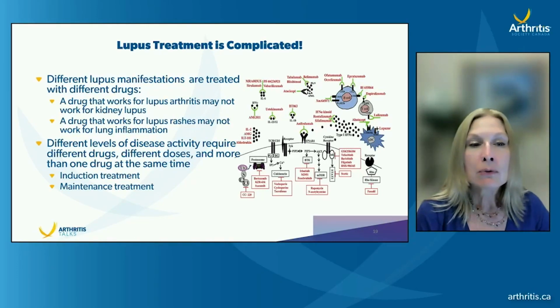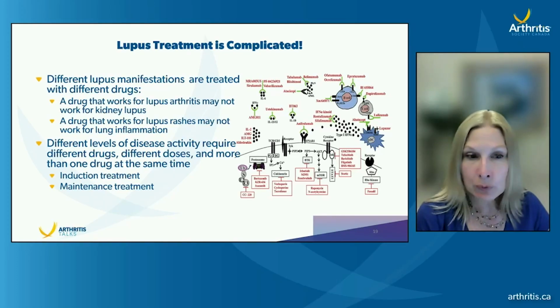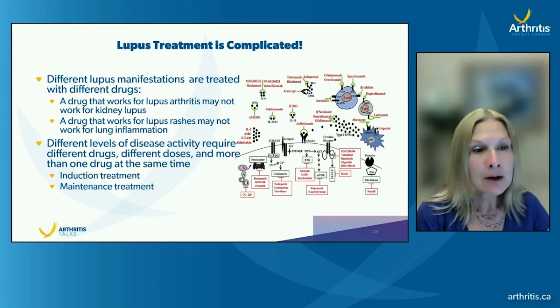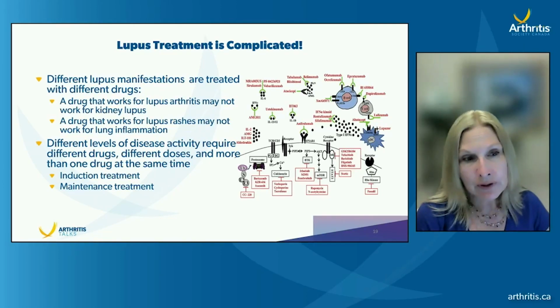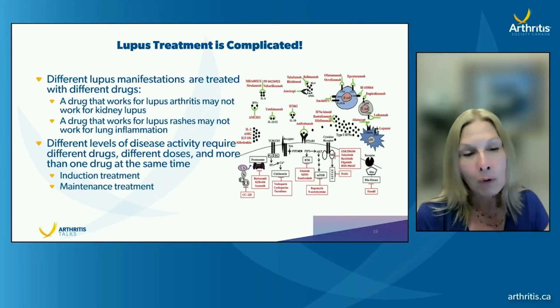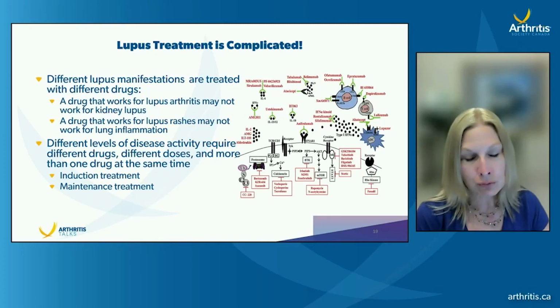What's more, we need to tailor the drugs that we use, both the doses and which drugs we use, depending on how severe and active lupus is. So we may need more than one drug at once. We might need different drugs in different doses depending on what's going on. We talk about induction treatment, where when lupus is very active, we use lots of drugs in high doses to get lupus under control. Then over time, we talk about maintenance treatment to maintain that control.